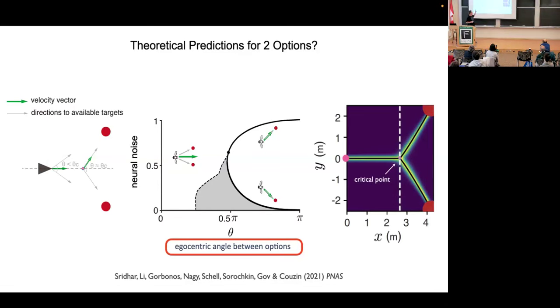And I'll come back to the parameterization in a moment. But the idea is, as the animal moves through physical space, if you're sort of looking top down on an animal, choosing between two targets, we should see this criticality as an abrupt change of direction in the animal caused by the bifurcation in the neuronal dynamics within the brain.